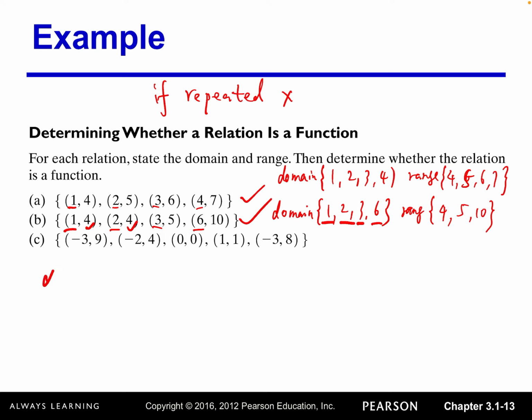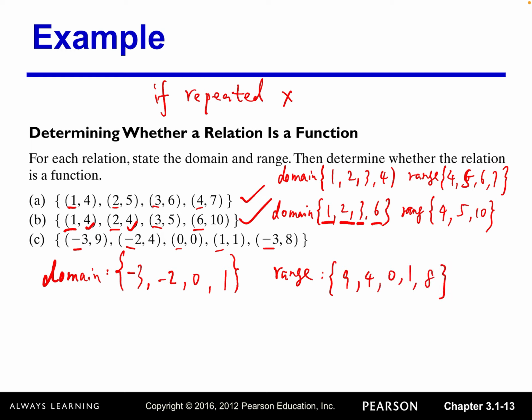Let's look at C. Domain: we have -3, -2, 0, 1, and then -3 again. A repeated value we don't write twice, we only write it one time. Why? Because set notation requires no repeated values; all the objects must be distinct. And then the range, all the y's: 9, 4, 0, 1, 8. That's all the y's.